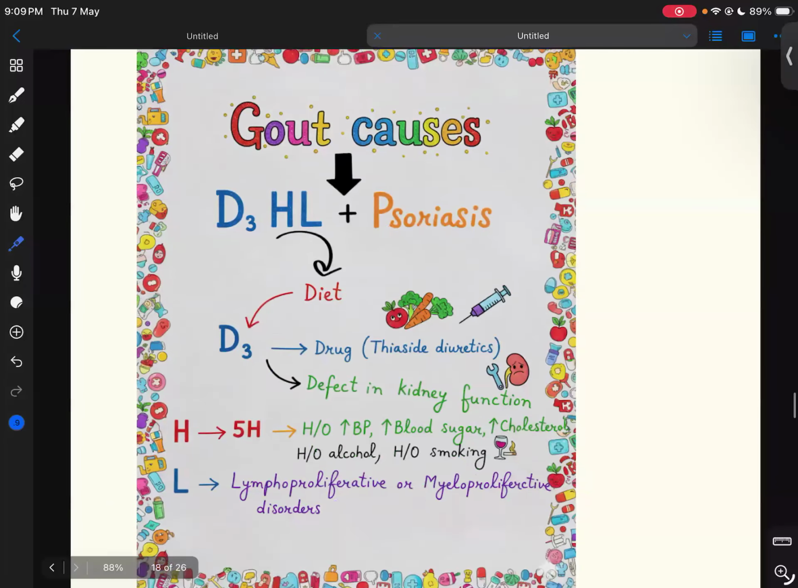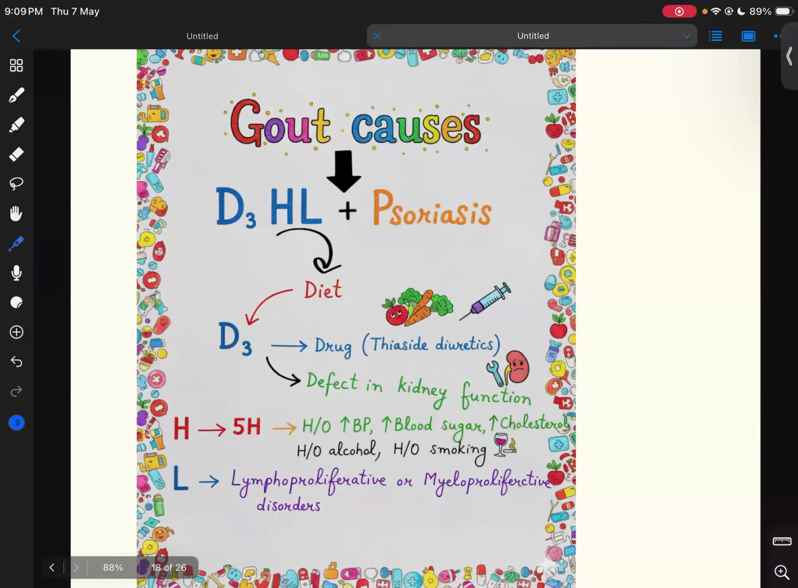First, what is the most common cause of gout, and when is prophylaxis indicated in gout? After the second episode of attack, prophylaxis is indicated.